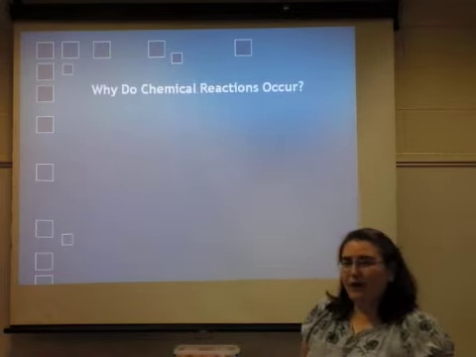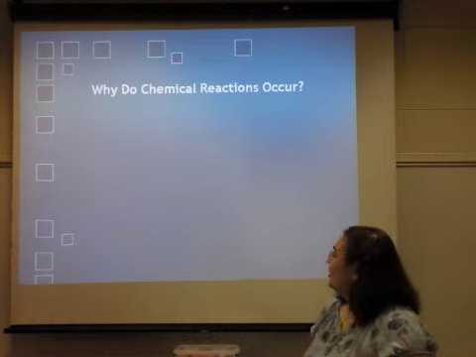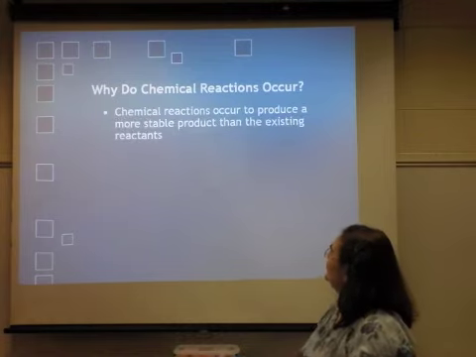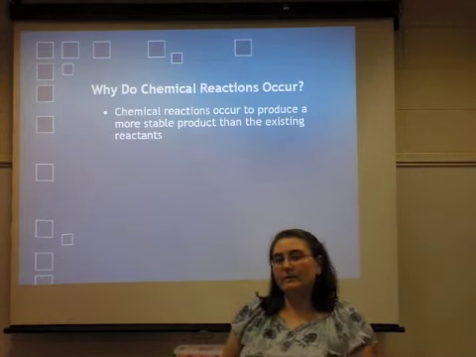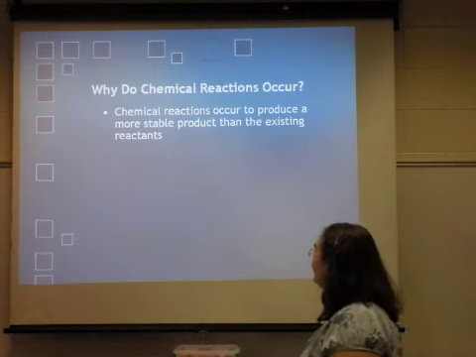So why do they occur? Why do chemical reactions actually occur? Well, they occur to produce a more stable product than the existing reactants. Reactants, remember, are what we start with. Product is what we end up with.